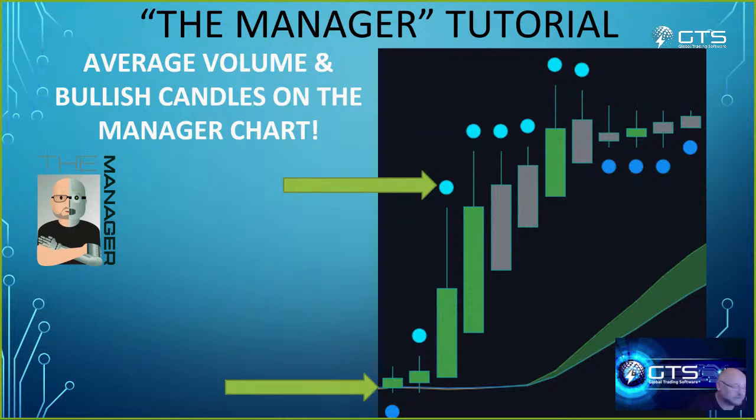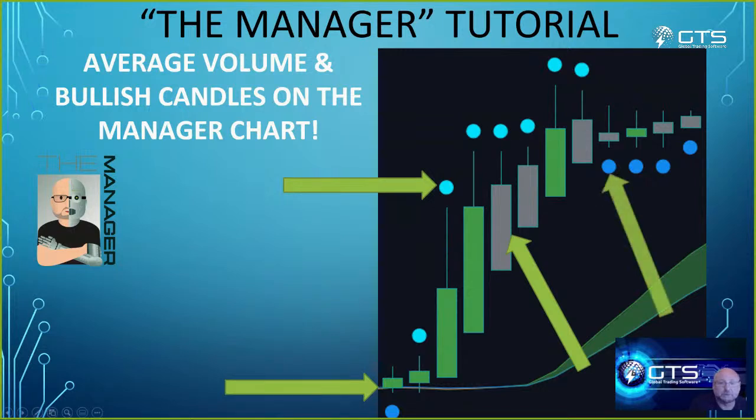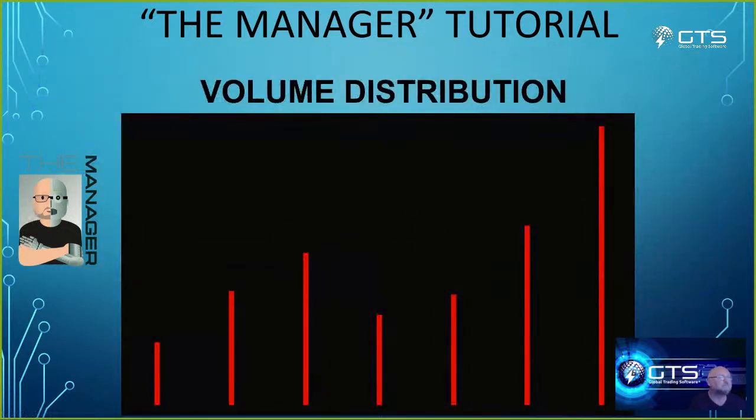Okay, no questions. Let's move on. So there's the grey candles, higher than average volume. And there, that lower than average volume, but they're still bullish. So we're just slowing down a little bit. Let's go into that volume distribution.